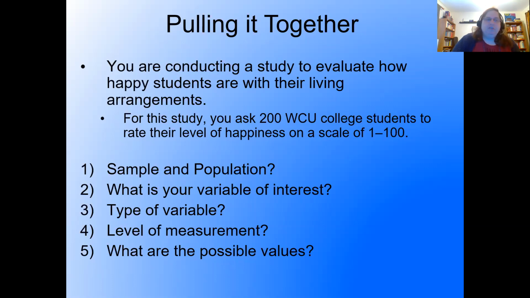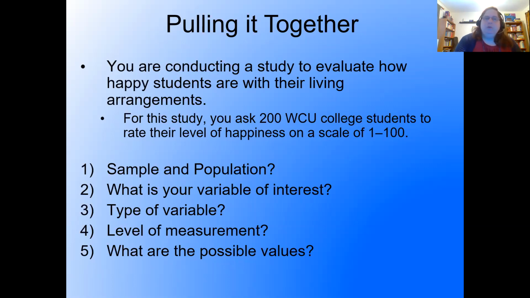Okay, so let's answer these questions. What's the sample and population? Your sample, remember, is who you actually have in your study. So in this case, that's 200 Westchester University College students. That's who's in your study. What's your population? Well, hopefully we chose the sample at random. We use one of our nice random sampling techniques. And so our population that we're hoping to generalize to is most likely Westchester University College students.